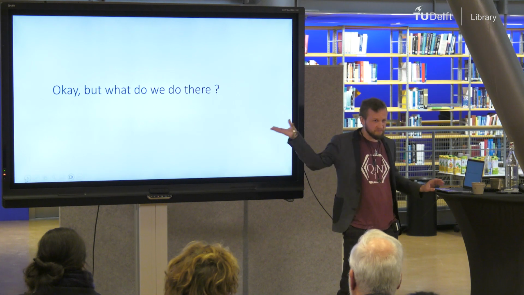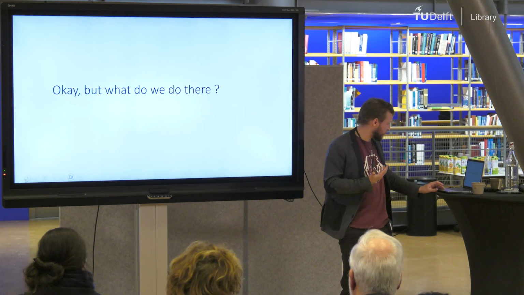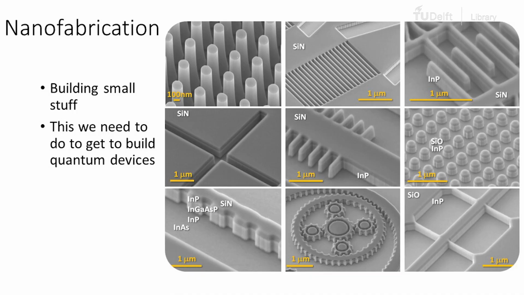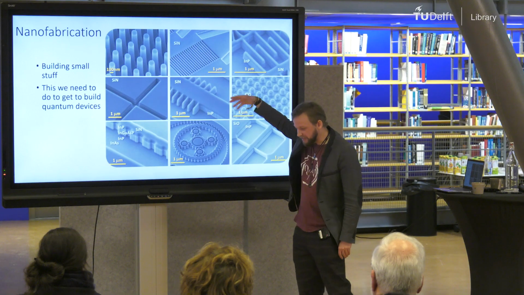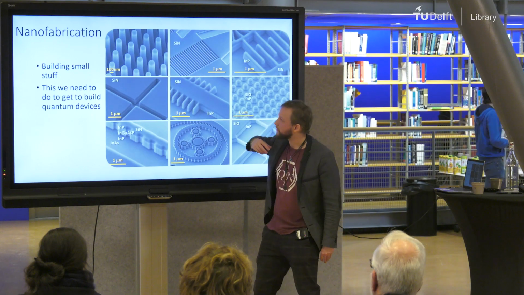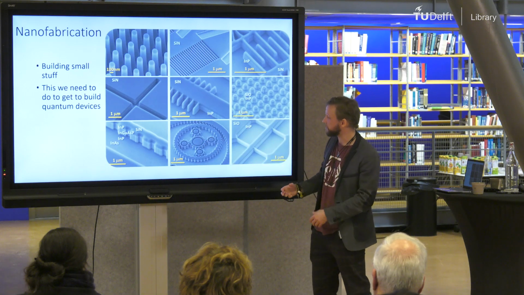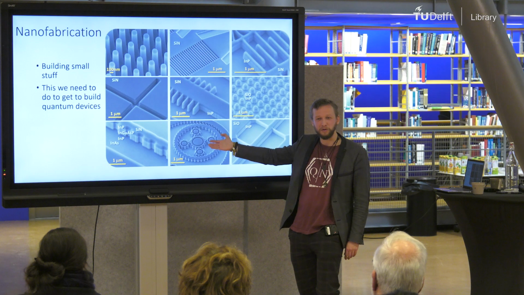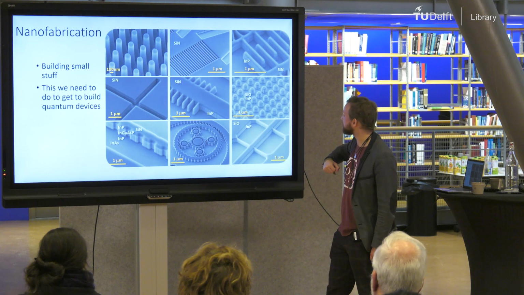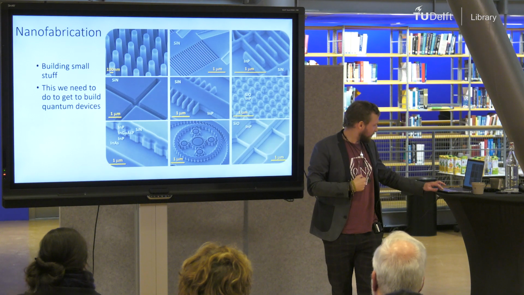Okay, right, so we have a clean room, we walk in these silly suits, but what do we actually do here? So nanofabrication, right? So you're building small stuff in a nutshell. So here we have some SEM images, and all these tiny things, they have certain effects. Like nanopillars, they have weird effects with light. Sometimes you have micromechanical devices, so you can literally build cogs or moving objects in the small. But how do you get from there to a quantum device?